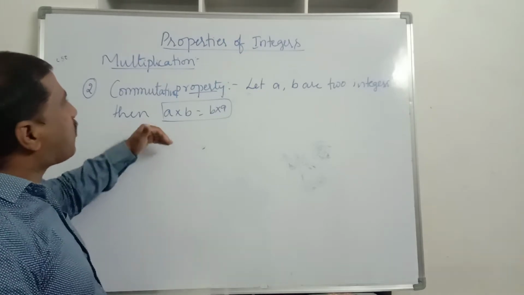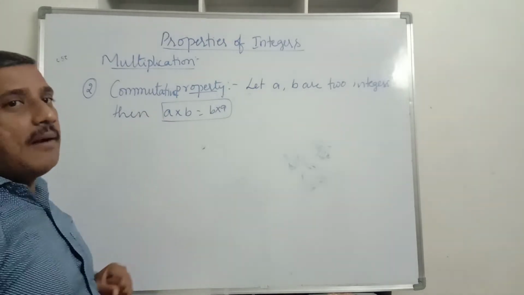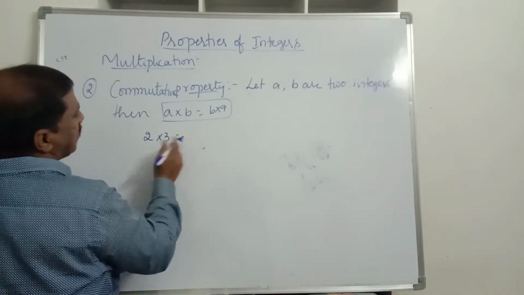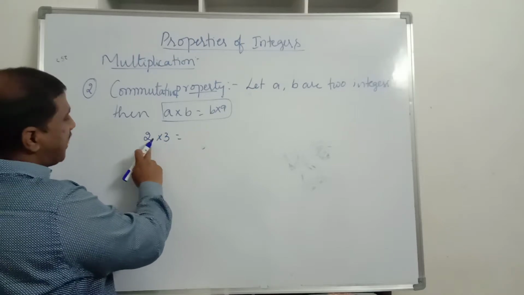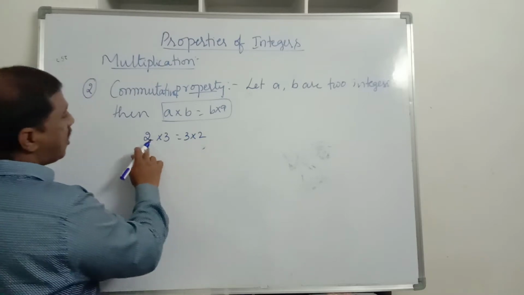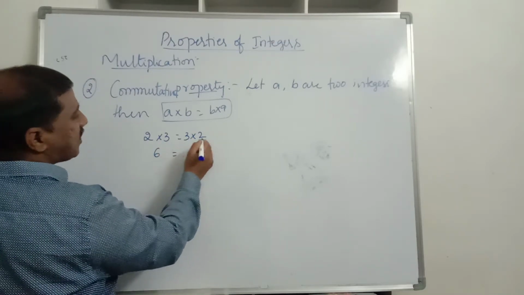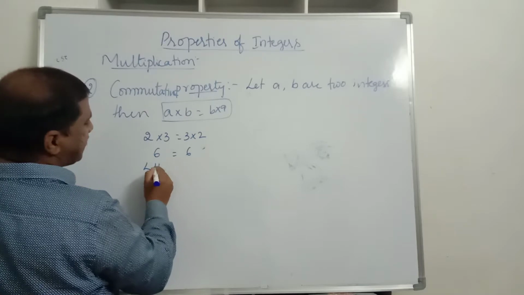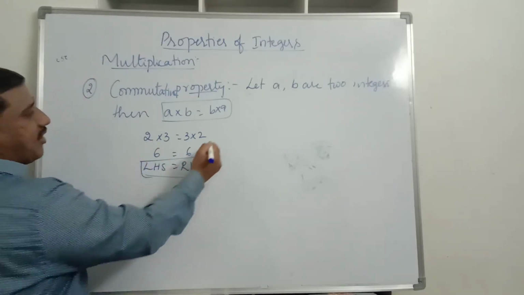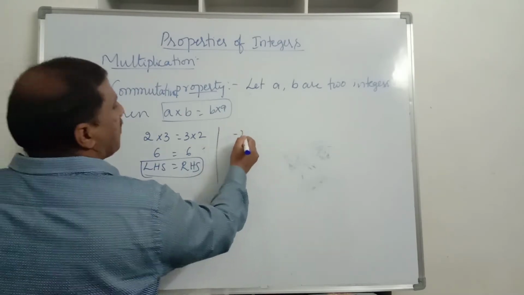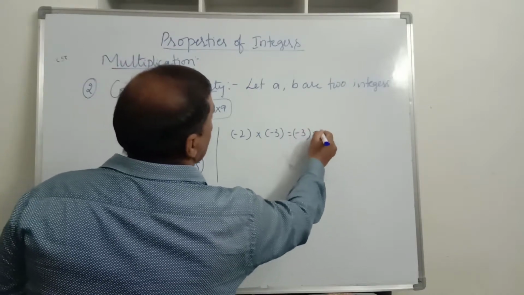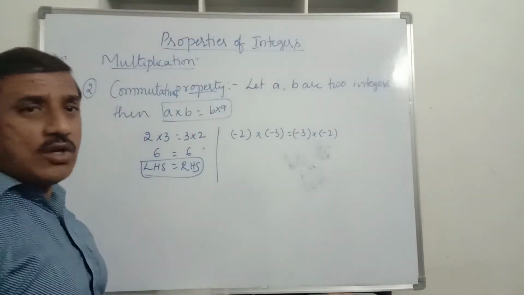Now we will check with some examples whether this property is satisfied by integers under multiplication. Take 2 into 3. Let a equal 2 and b equal 3. That is a into b is equal to b into a, that is 3 into 2. 2 into 3 is 6, which is equal to 3 into 2, which is 6. That is, LHS is equal to RHS. We got both equal. So it is satisfied for this pair of numbers. We will discuss one more pair. Minus 2 into minus 3 is equal to minus 3 into minus 2.